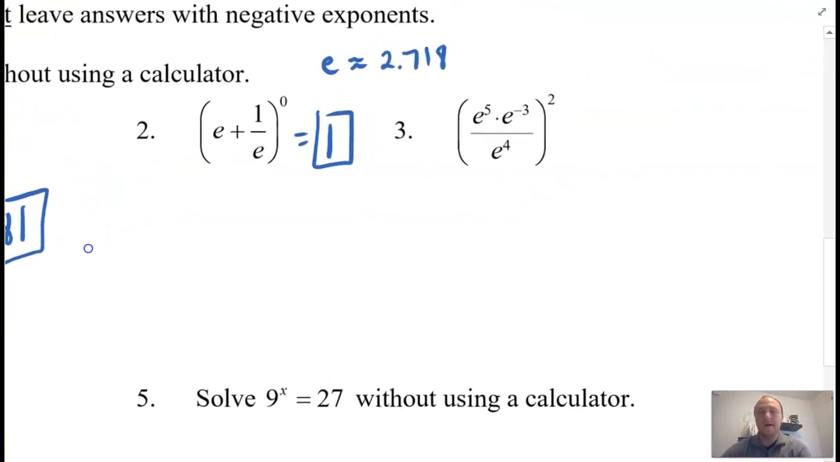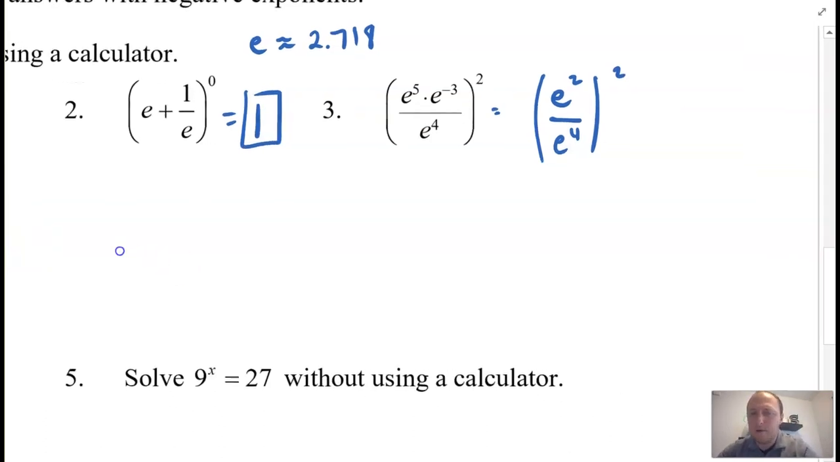Okay, here I have a lot going on. Simplify everything inside the parentheses first. So we'll start out with the product. When you have e to the power of 5 times e to the power of negative 3, you're going to add those exponents. So that is e squared over e to the 4th, and that is all to the power of 2.